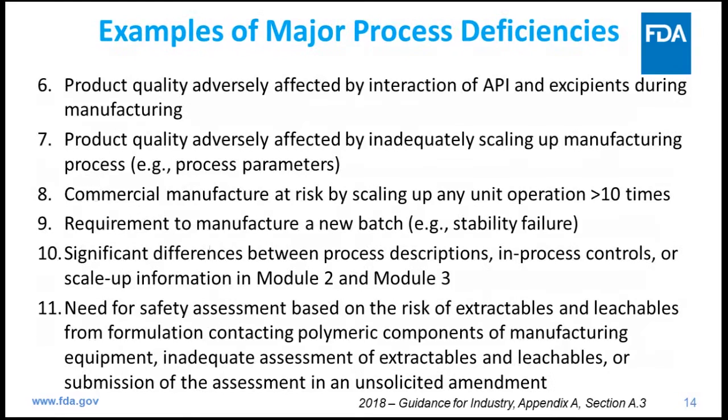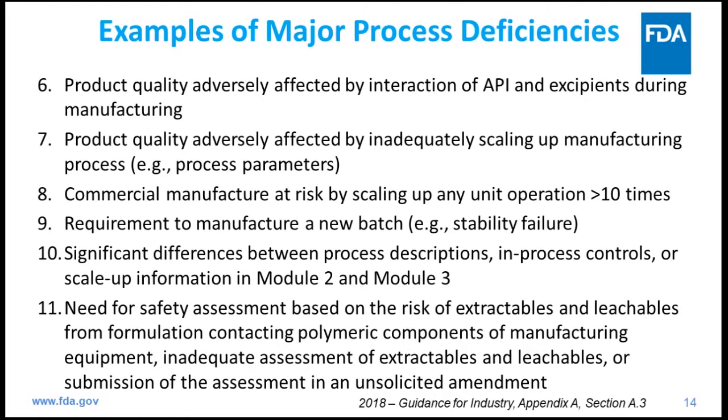And also number 8, commercial manufacturing at risk by scaling up any unit operation larger than 10 times. Please note that it's about any unit operation. Your commercial batch size might be well below 10, but for some reason, like when you use sublots, you might end up with a scale-up factor larger than 10 for that specific unit operation, and you will get a major deficiency for that. I will have a case study for that example.